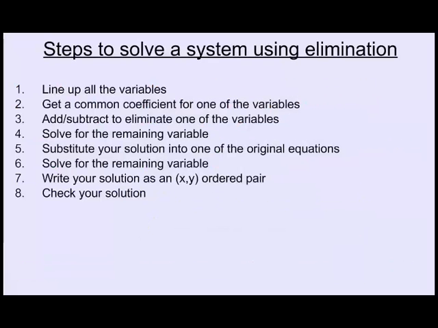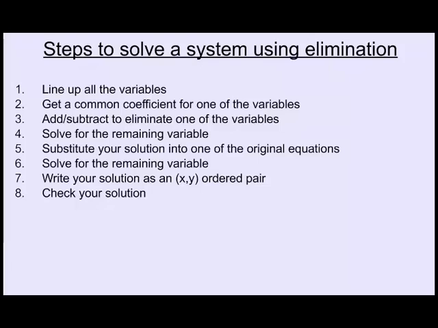For the elimination method, there are 8 steps involved in solving it. First one is you're going to want to make sure that all your variables are lined up. So as you list your 2 equations, one on top of the other, you're going to want to make sure that your x's are on top of each other, y's are on top of each other, and then any whole numbers are lined up directly on top of each other.